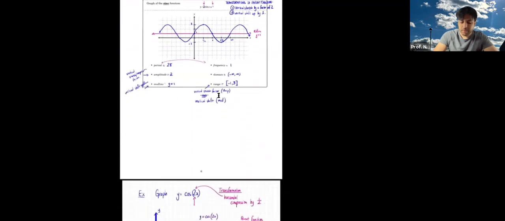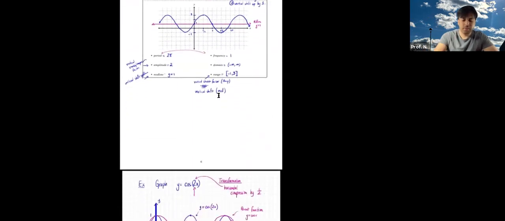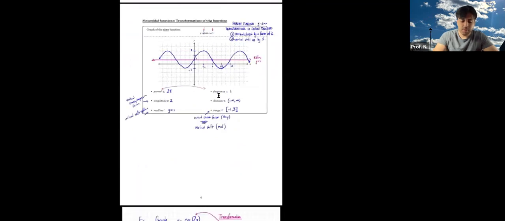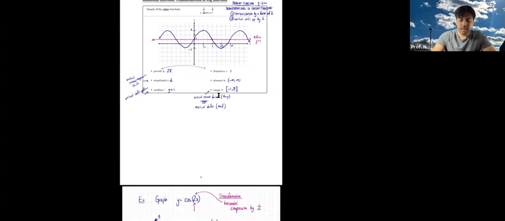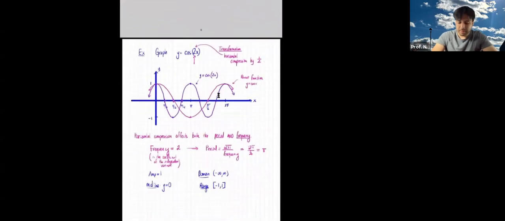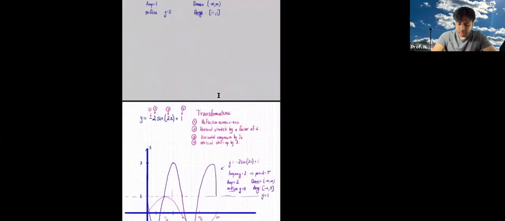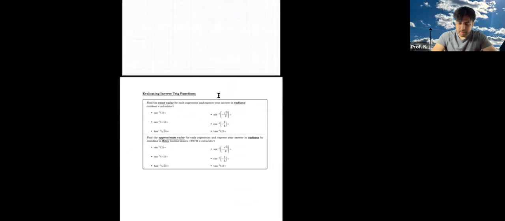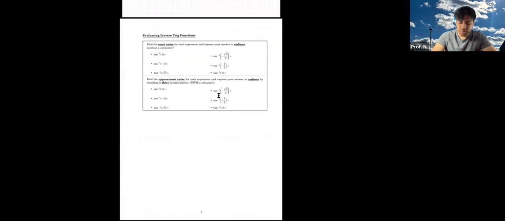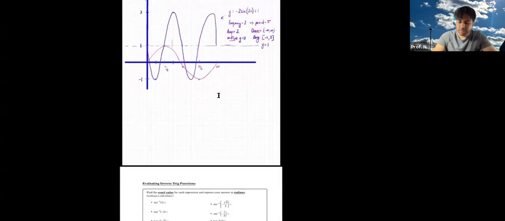And then we talked about how we can transform each of these graphs. We can perform transformations of the parent function, which is sine or cosine, and you get a new kind of sinusoidal function. So that's what we did last time. And we go on to the world of inverse trig. But before that, there's some trouble with the homework, so let's see what we can do about that.